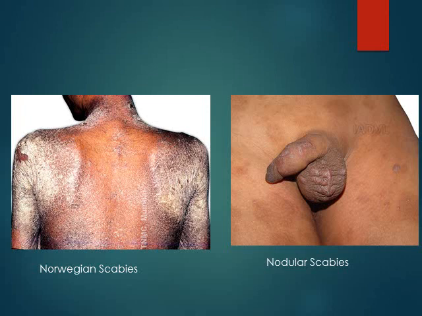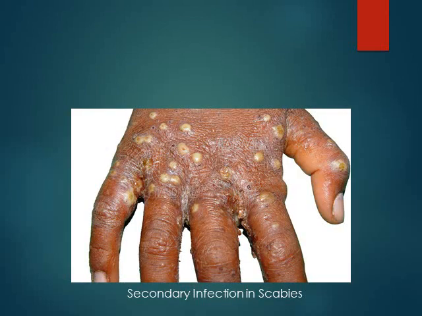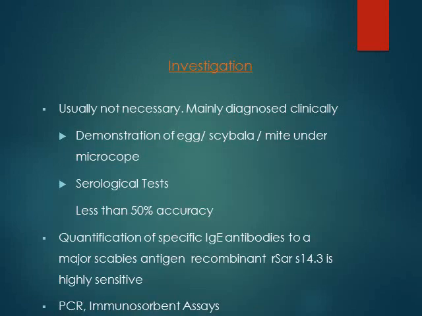This is Norwegian scabies, this is nodular scabies. This is scabies, one of the complications where it gets infected with bacterial infection, so it is secondary infection. So how do you go about it? We don't need any specific investigation to prove it. Usually clinical signs are more classical. In some cases, we may have to demonstrate the organism.